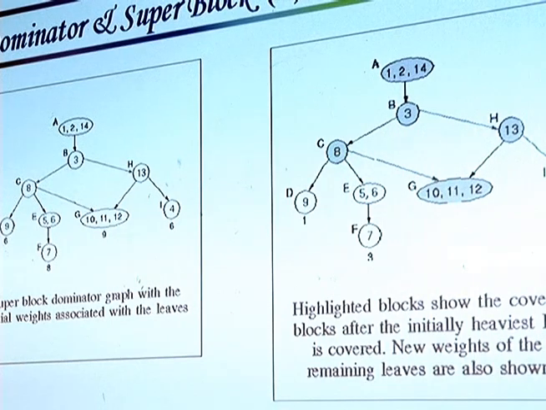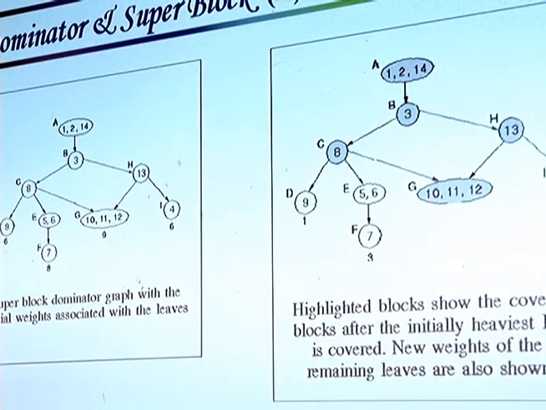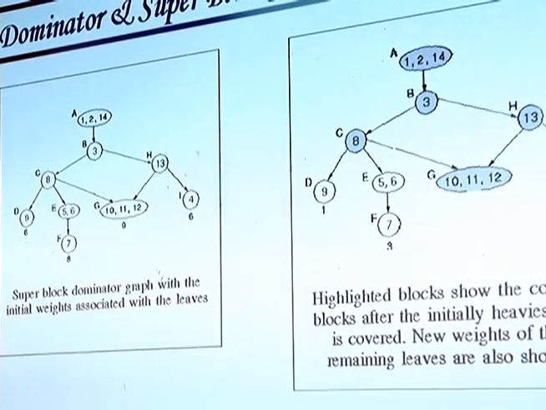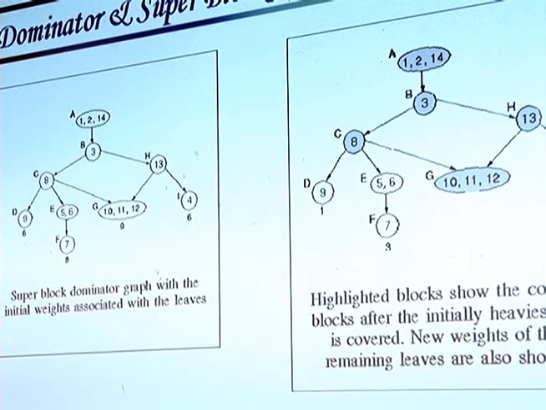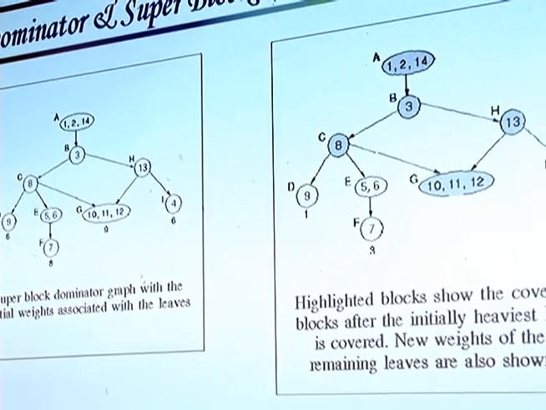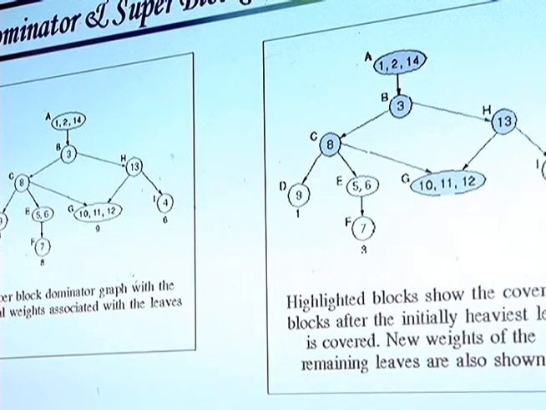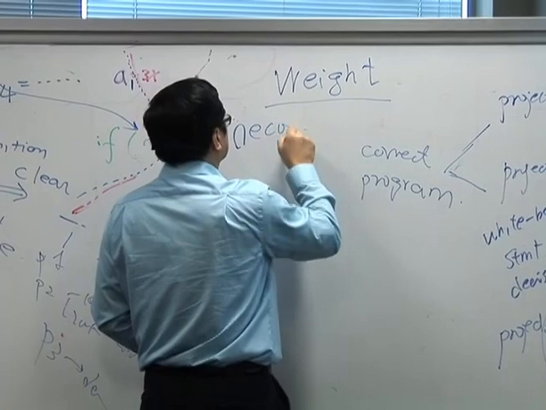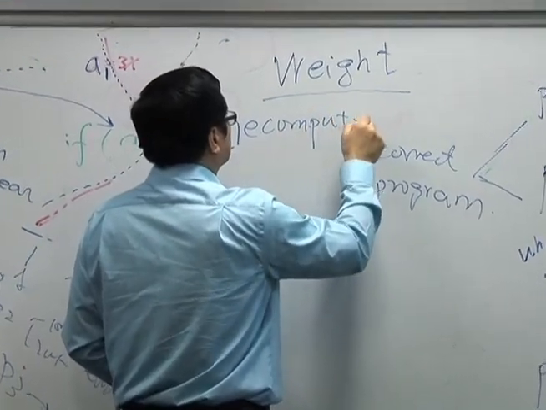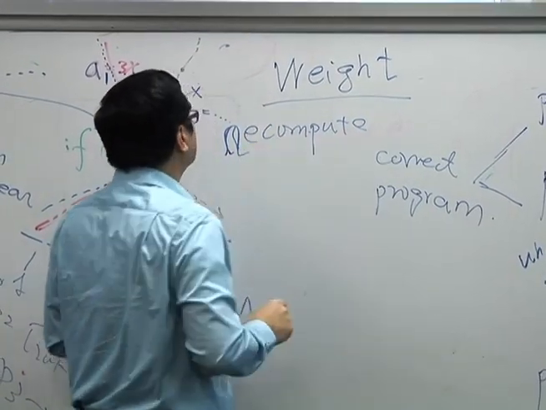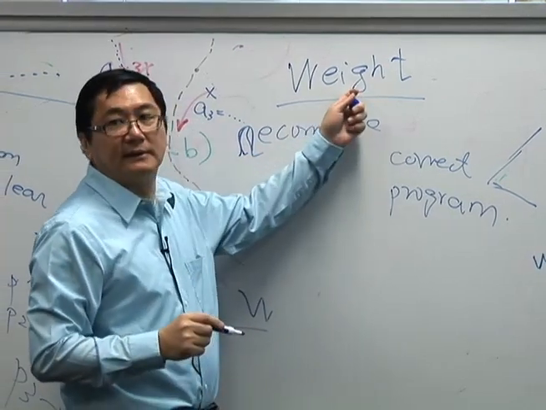That's why I cover this. Look at both 8 and 13, they are dimmed. They're guaranteed to be covered. One is predominant, one is post-dominant. So far so good? And after the first execution, you need to quickly recompute the weight.